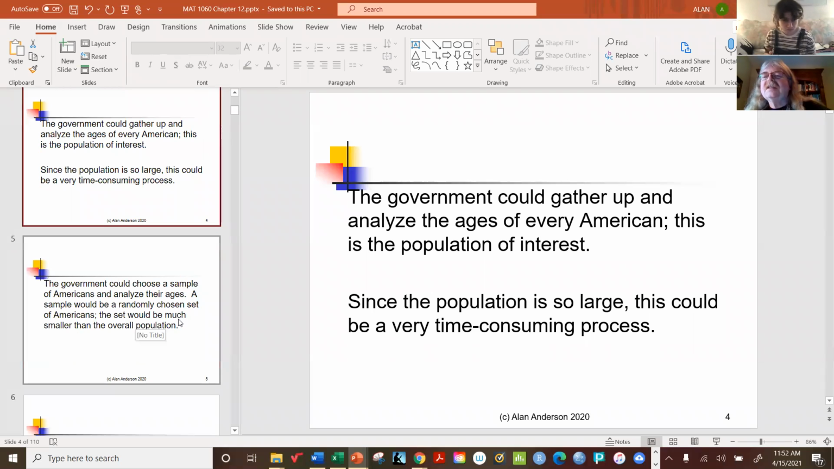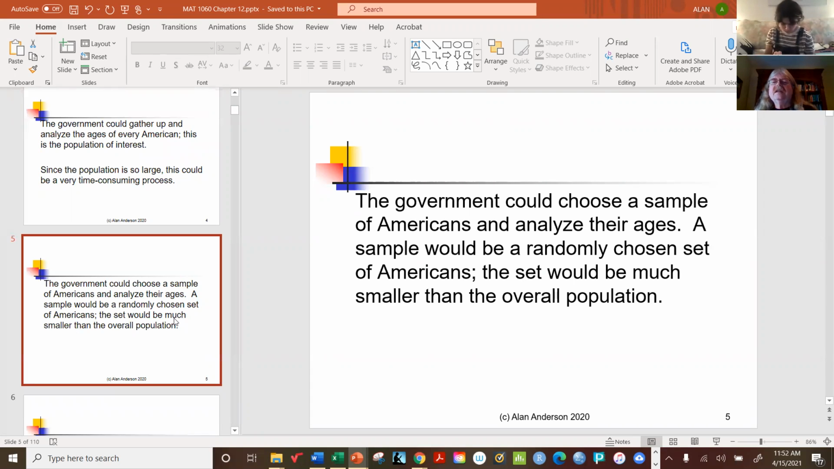And if we choose a sample of Americans instead and analyze their ages, that will probably give us a very good idea of what the average age of the entire country is. Now, here's the thing, though. We have to be careful about how we pick the sample. Otherwise, this would be a terrible mistake. So we're choosing a smaller group of people, and it could be much smaller in this case, because again, if you have such a large country, it might be enough to pick a sample of, let's say, 100,000 people and look at their ages instead of the entire country.